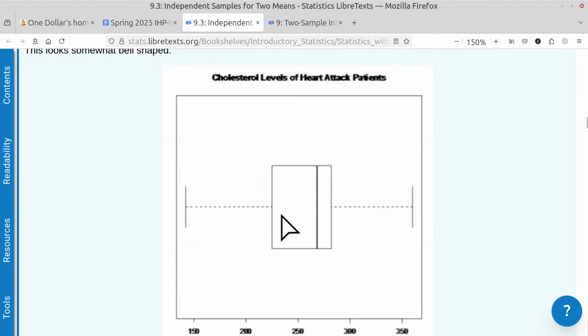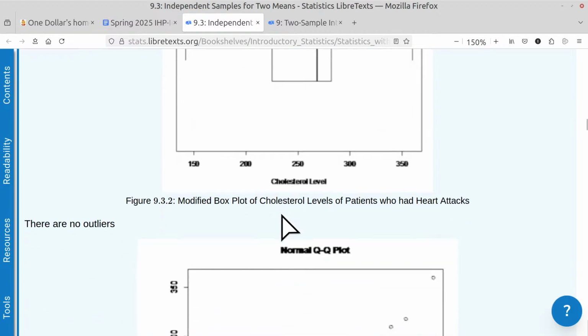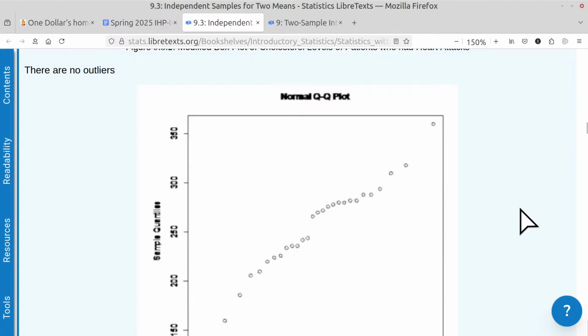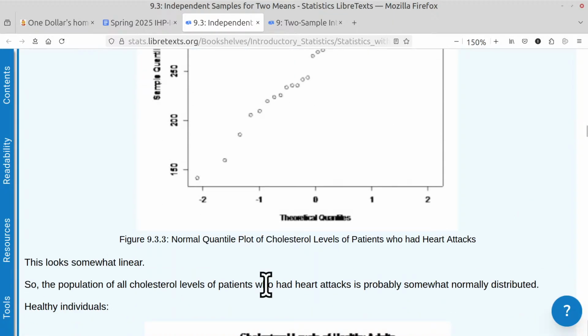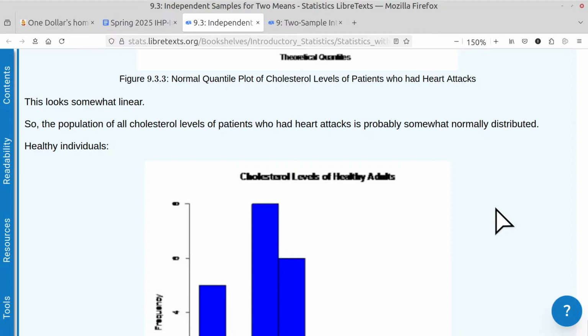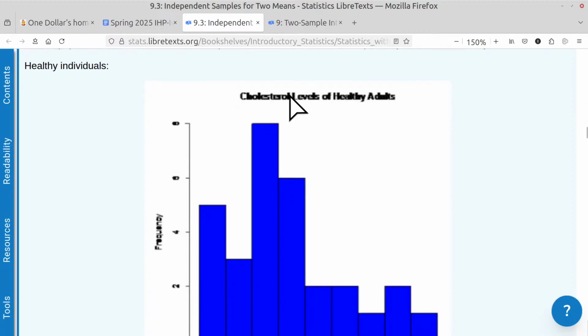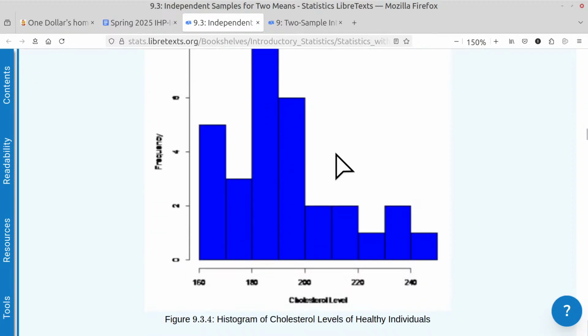The box plot looks like this, and the normal quantile plot looks like this. Let's check the other side, the cholesterol level of healthy adults. We can observe that the level is from 180 to 200, compared to the previous one, which is concentrated on 200 to 300.